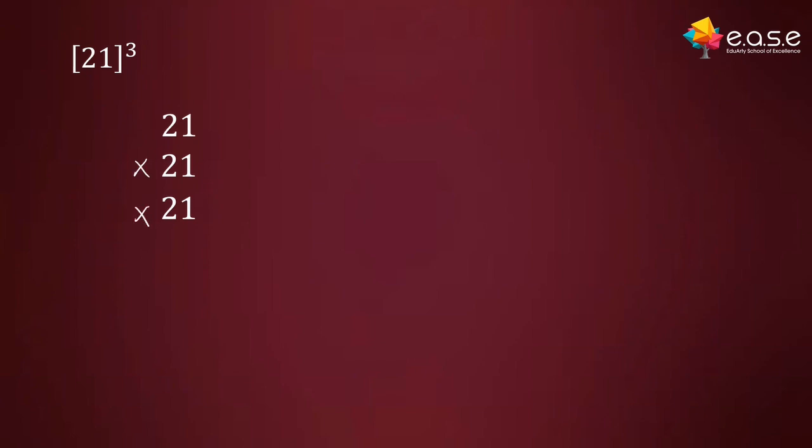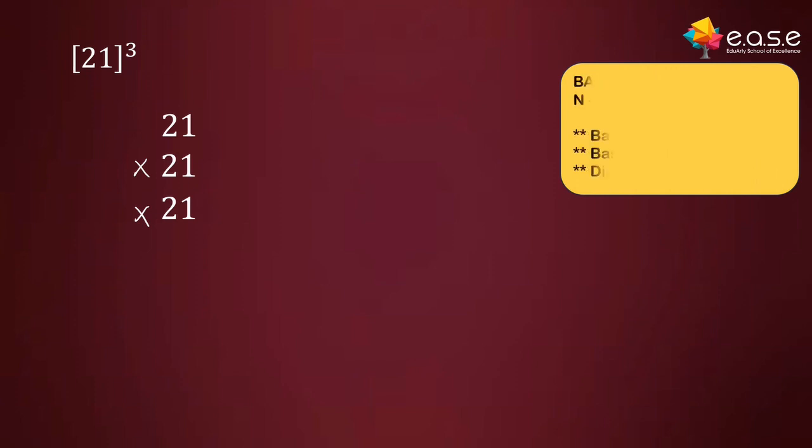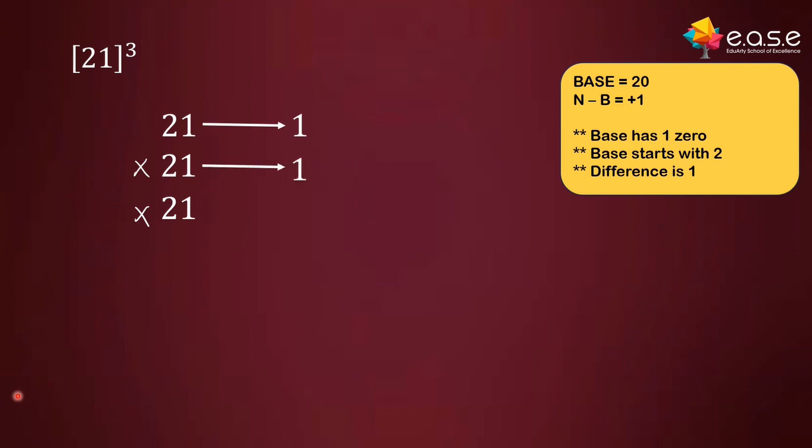If you see the base for this number, the base is 20 because 21 is close to 20. Number minus base, you get 1. Things to observe here are: base has 1 zero, base starts with 2, and the difference is 1. Correct? This is something that you need to observe. Now, the next step is to write the difference, whatever we got from number minus base, in front of each of the 21s that we have.